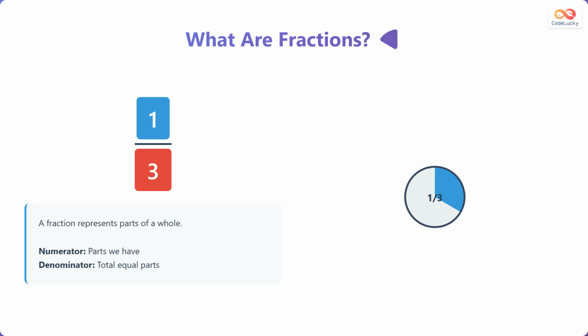So, what exactly are fractions? A fraction represents a part of a whole. Take a look at the fraction 1/3 shown on the screen. The top number 1 is called the numerator. It tells us how many parts we have. The bottom number 3 is called the denominator. It shows the total number of equal parts that make up the whole.